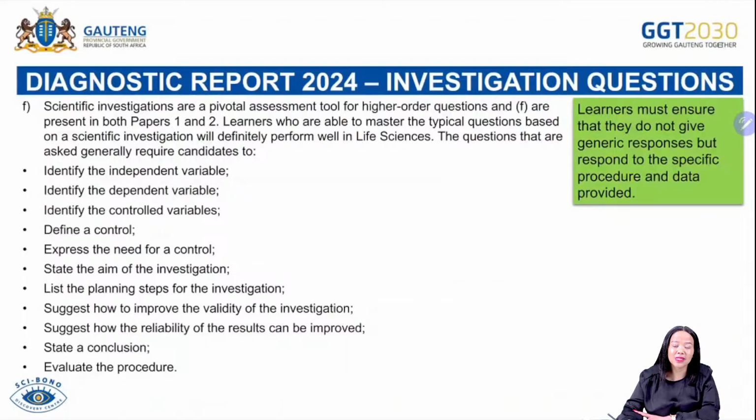Remember, what makes scientific investigations difficult is that you cannot give a generic response. You need to respond according to the data that you are given and according to the procedure that was followed. For example, here in Grade 12, if one is to investigate the effect of insulin on blood glucose level, that will be the aim of the investigation: to investigate the effect of insulin on blood glucose level.